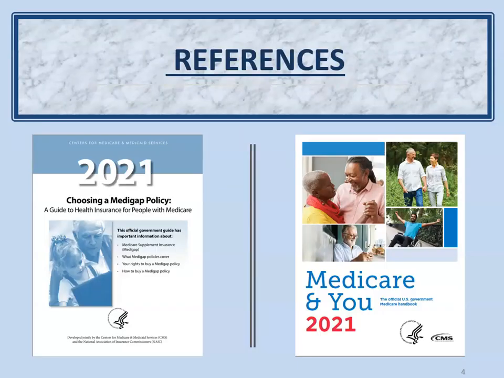Today we'll be referencing the 2021 Medigap policy information provided by CMS and also the Medicare and You 2021 handbook. You can get all this information online at medicare.gov or at any Social Security Administration office.